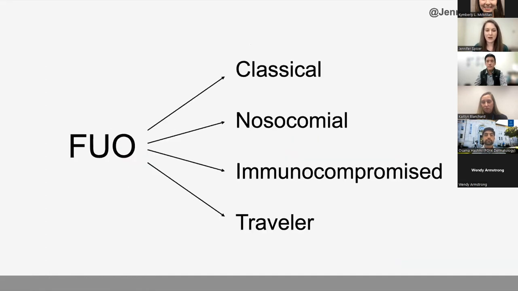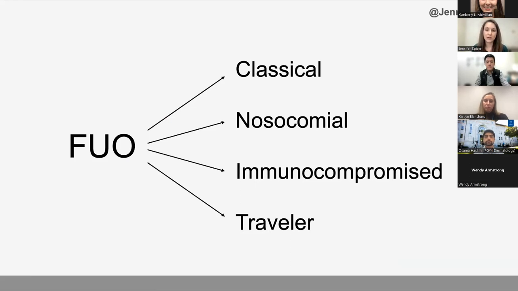So when we're thinking about fever of unknown origin, there are really four types that we consider. I'm going to come back to the classical type, which is what we're talking about here most likely. But nosocomial FUO refers to patients who have been hospitalized and then develop a fever while in the hospital. This tends to be a lot more iatrogenic causes, maybe medications or medication withdrawal, drug withdrawal too.